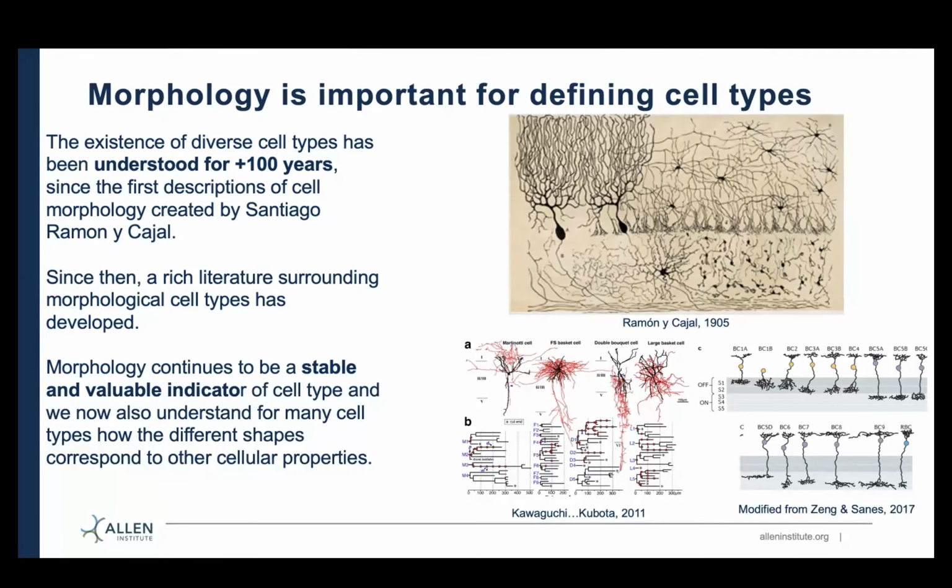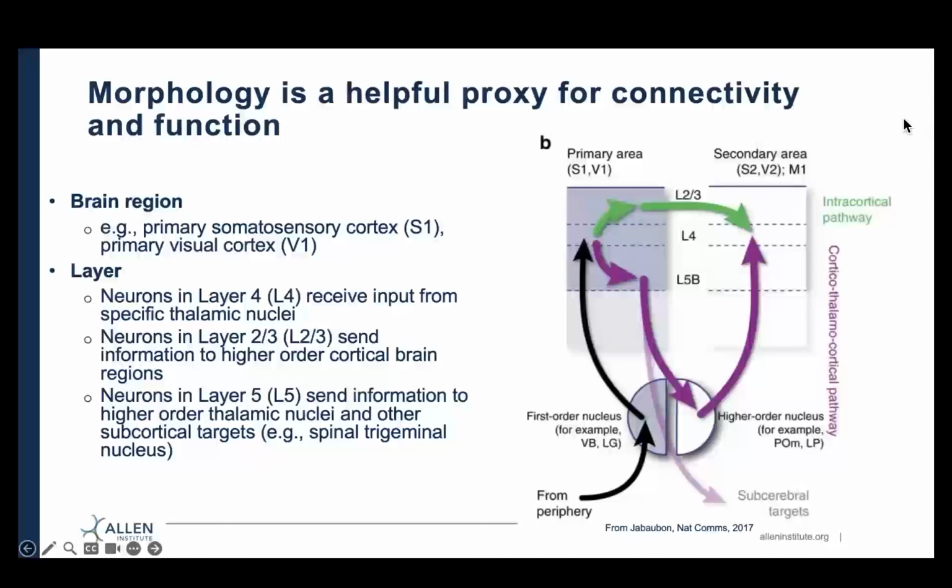And then, as you have been hearing, morphology continues to be a stable and valuable indicator of cell types. And with the patch clamp and Patch-Seq work, as well as lots of other work, we are now starting to understand the relationship across cellular properties for many different cell types. If you go to the next slide.